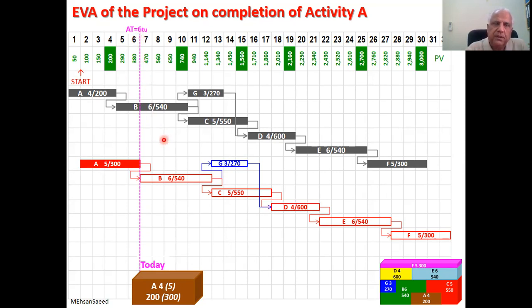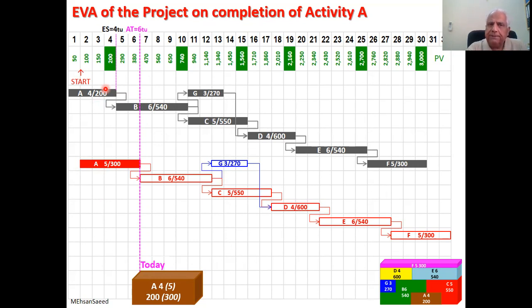What have we achieved as of today? We have achieved, or we have earned activity A. But looking at the Gantt chart, when was activity A scheduled to complete? Well, it was scheduled to complete here, which is day 4. So day 4 is what the book refers to as earned schedule. So earned schedule is 4 days.